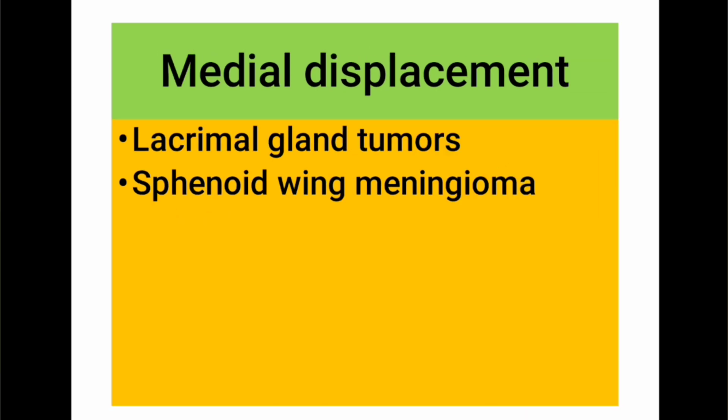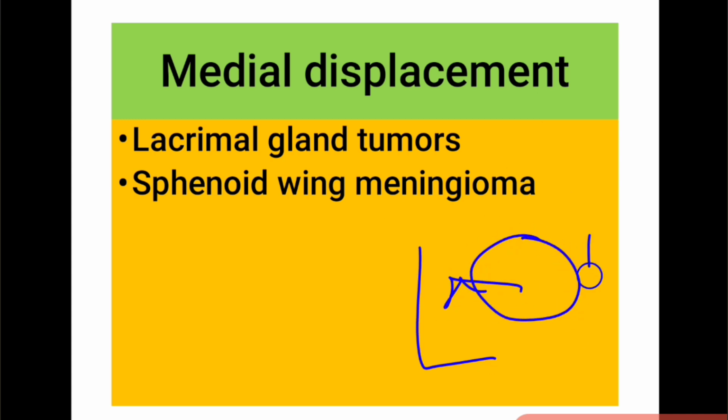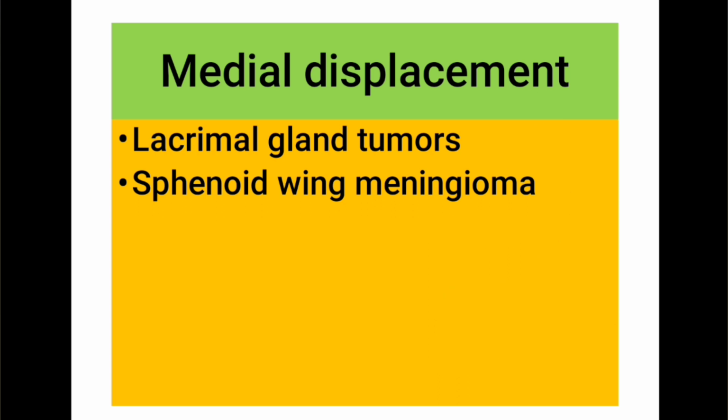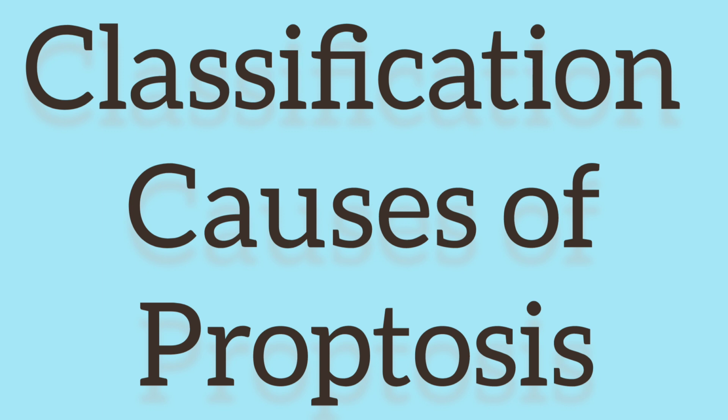Now, only the medial displacement of the eyeball. This is the nose again. So the eyeball is pushed in this direction, meaning there is something in the lateral part, like a huge lacrimal gland tumor or a sphenoid wing meningioma, which can lead to medial displacement. These are the various classifications which will help you come to the probable diagnosis.